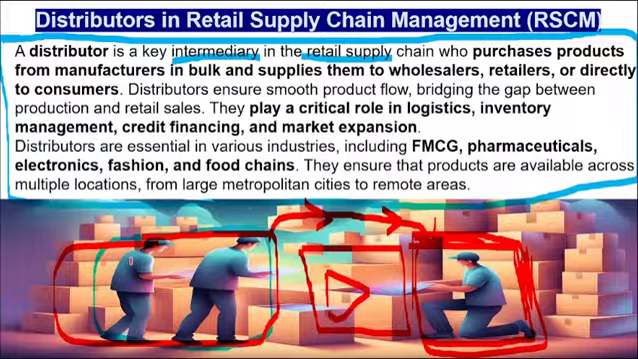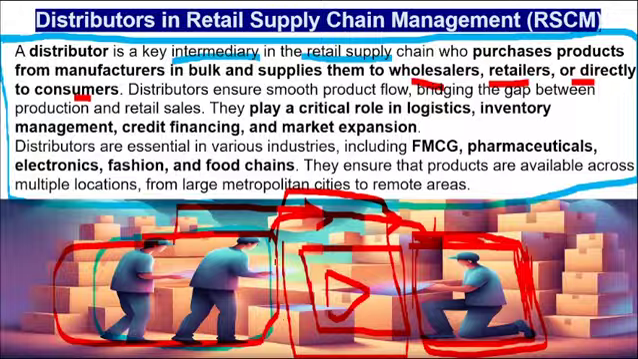They mainly just take the product and deliver it to the wholesalers, retailers, or directly to the consumers. So this is the main function of the distributor. They buy the product in bulk, in big quantity, and give this product in chunks, like in small quantity. So this is the main function of the distributor.